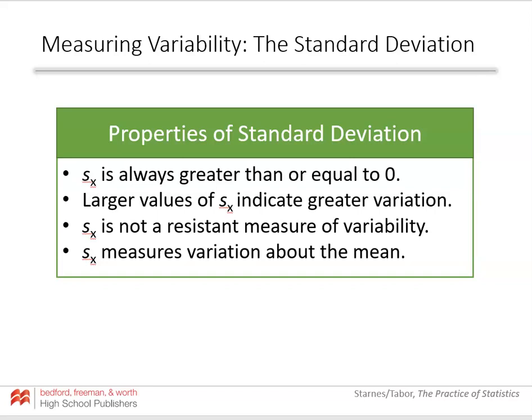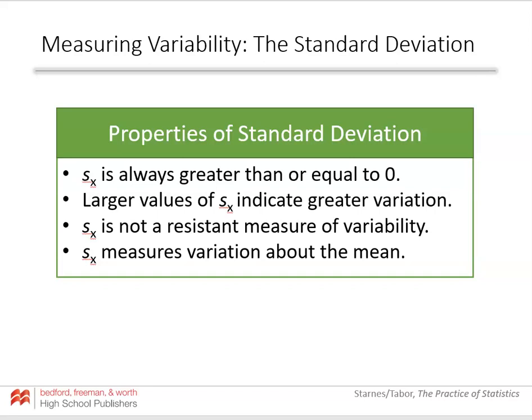Now, the standard deviation is not a resistant measure of variability. That means that it's going to be more sensitive to things that are extreme. That's because it uses the squared deviations, so that makes it more sensitive to extreme values in a distribution. There are going to be measures of variability that are more resistant than standard deviation, which we will talk about in the next video.